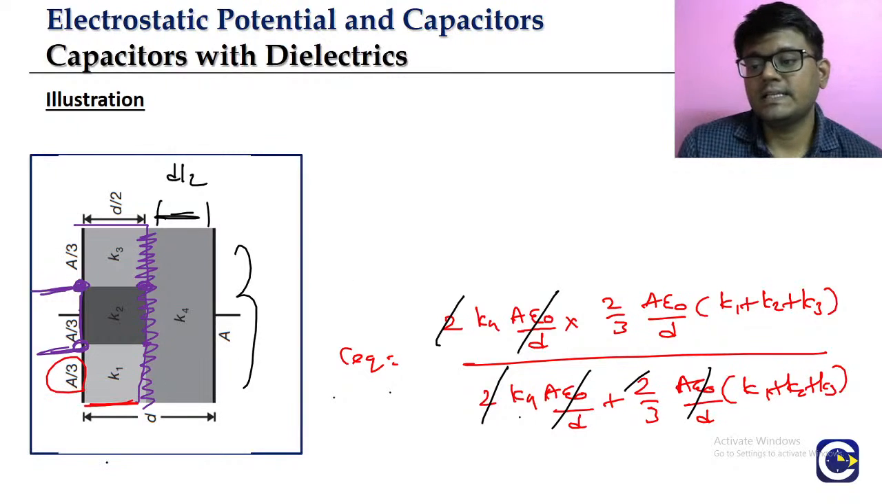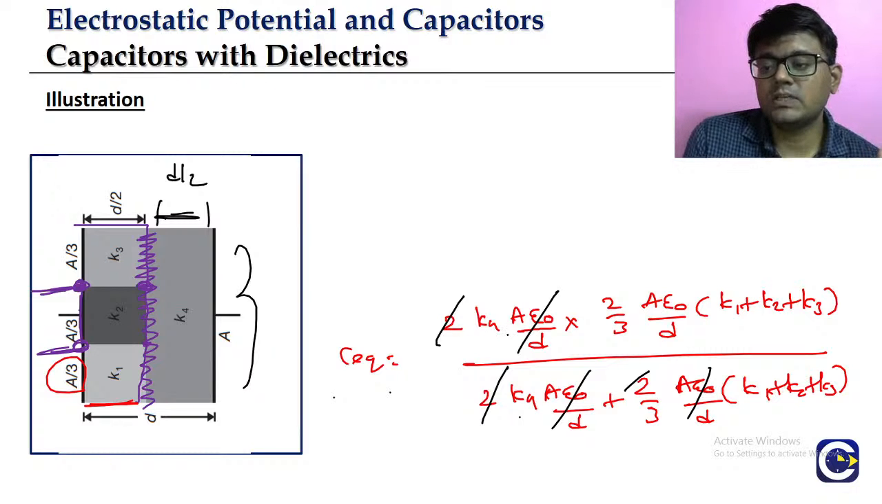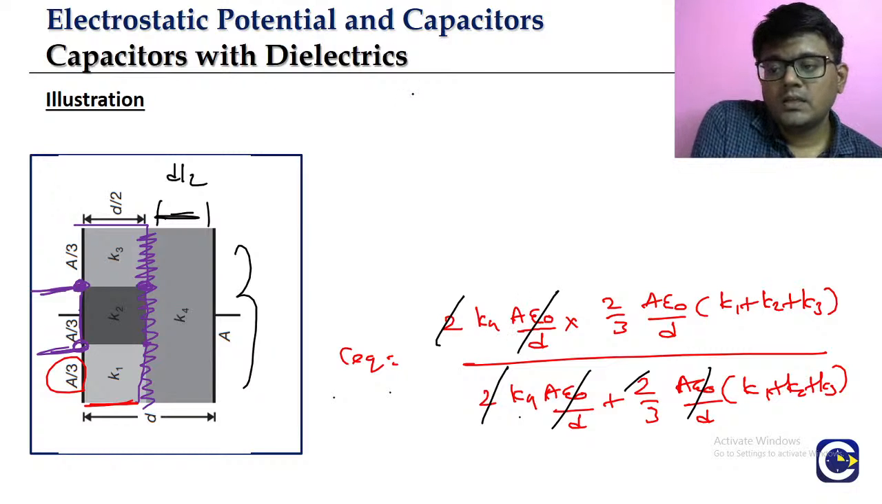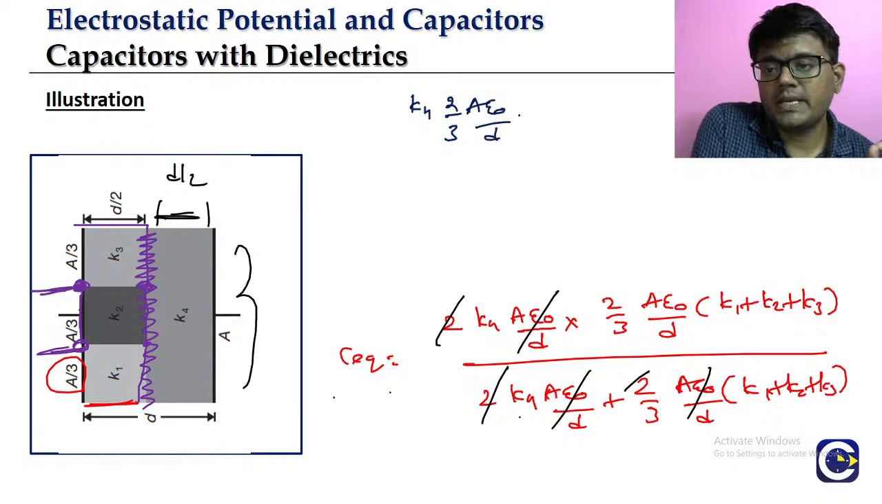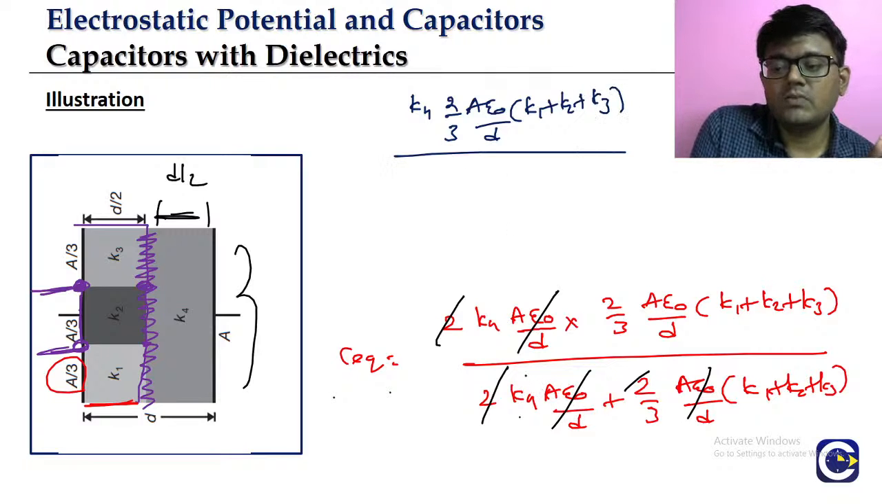Cancel பண்ணா what is it that is remaining? Numerator பாருங்க, what is there in the numerator? k4 times 2 by 3 a epsilon naught by d into k1 plus k2 plus k3, that will be remaining. Denominator la what is there? k4 plus k1 plus k2 plus k3 whole by 3.